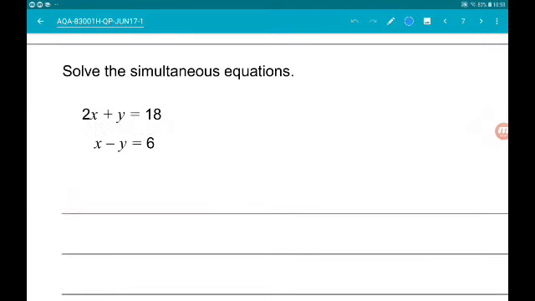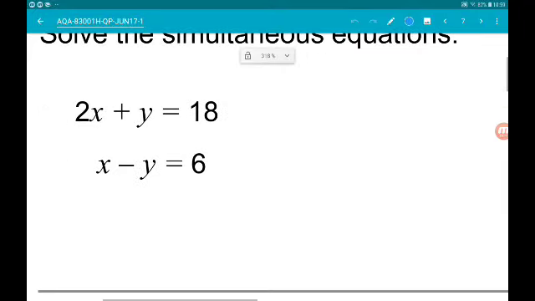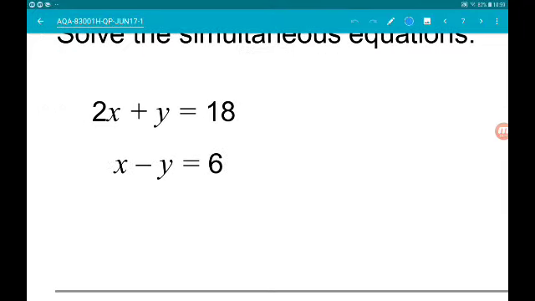Okay, in question 10, we have simultaneous equations. I have plenty of stuff on these. Check down below in the description. So, we want to solve 2x add y is 18 and x minus y is 6. So let's call them equation 1 and 2.